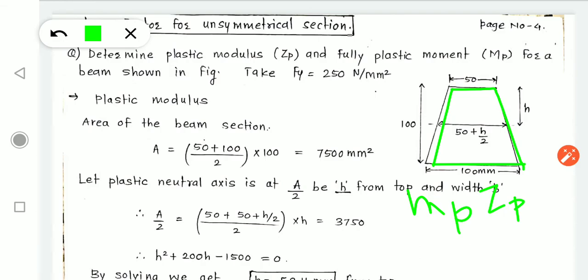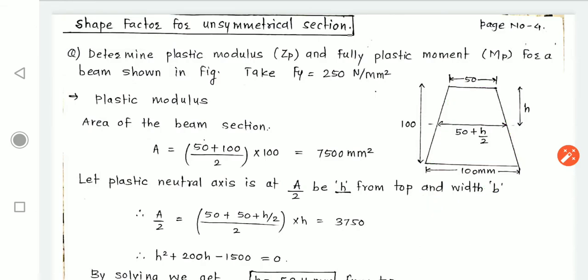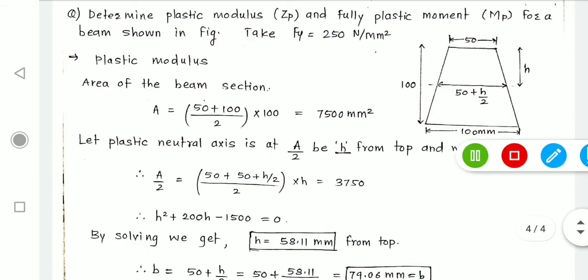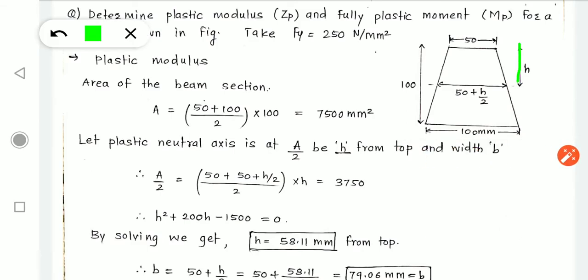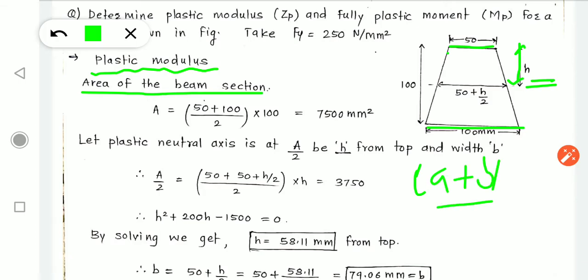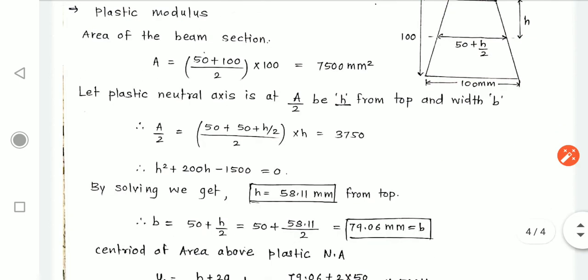It is unsymmetrical. So in the very first step, we have to assume that this plastic neutral axis is acting at a distance h. Now let's start the first step, the plastic modulus. For that we require the area of the beam section. What will be the area of the trapezoid? A is (a plus b) divided by 2 into h. That's how I calculated the area over here.